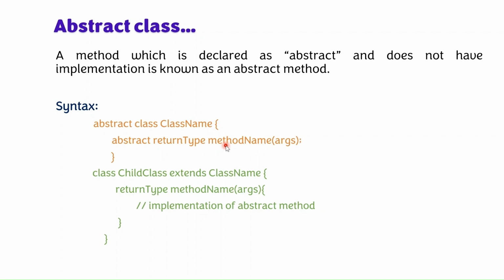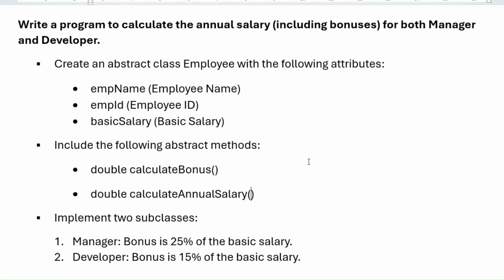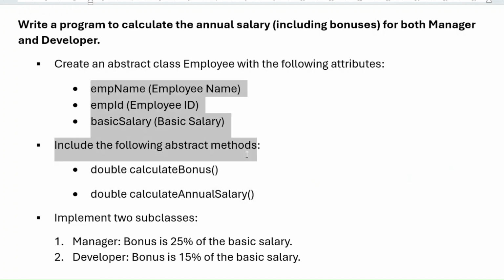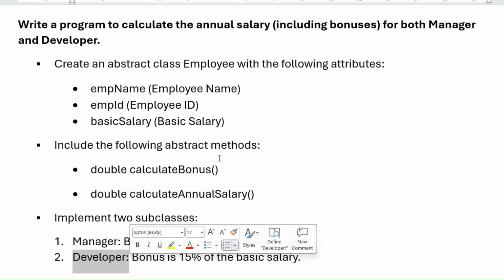Then in what scenario do we use an abstract class? The common structure has to be defined in the abstract class. It is mandatory to implement all those methods in child classes. See this problem statement. Calculate the annual salary for both manager and developer, and create the abstract class Employee, which consists of these three attributes, and these two are the abstract methods. The common properties have been defined in the abstract class. Those abstract methods must be implemented in both child classes, the manager and developer. In such an example, we will use an abstract class.